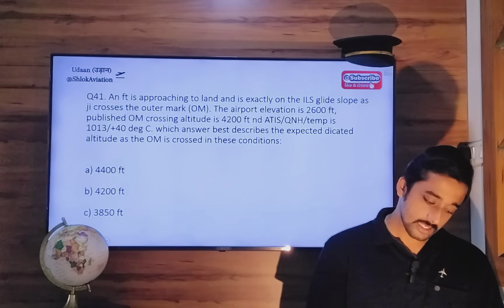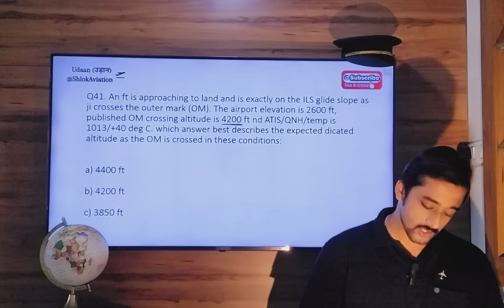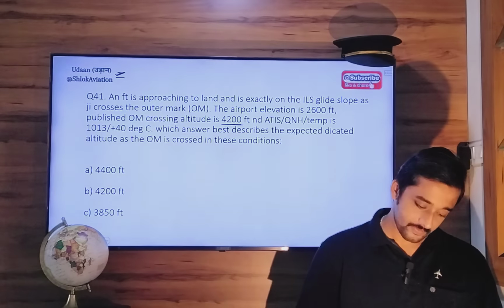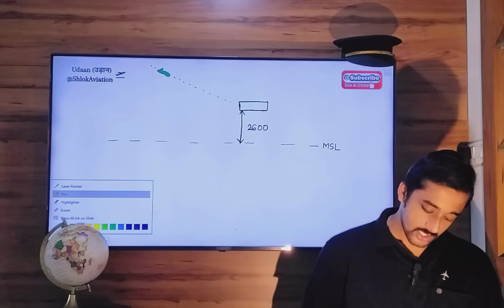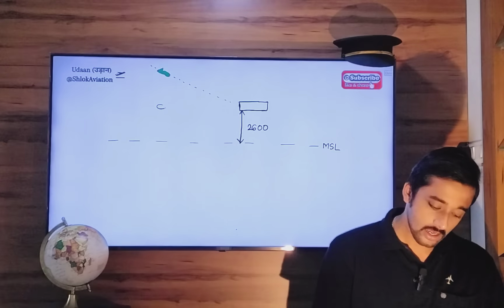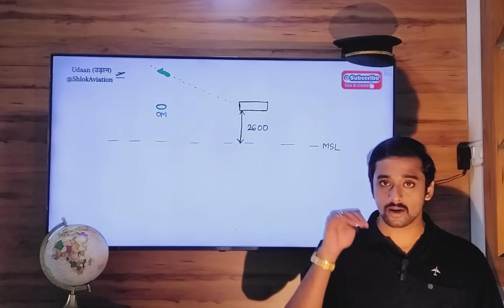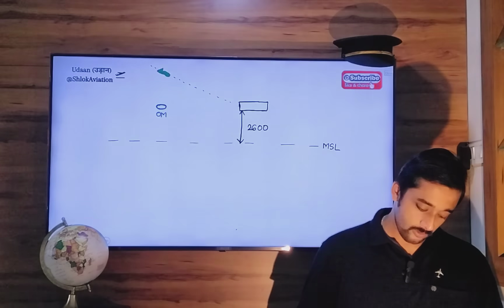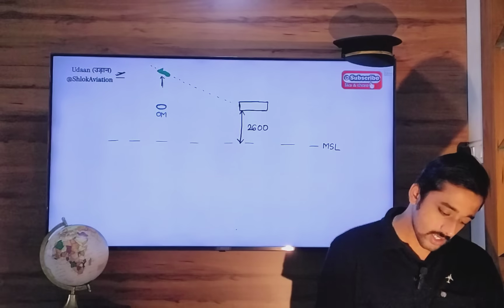Aircraft published outer marker crossing altitude is 4200 feet. So that means there is an outer marker which is blue in color always. An aircraft is expected to cross this outer marker at an altitude of 4,200 feet.